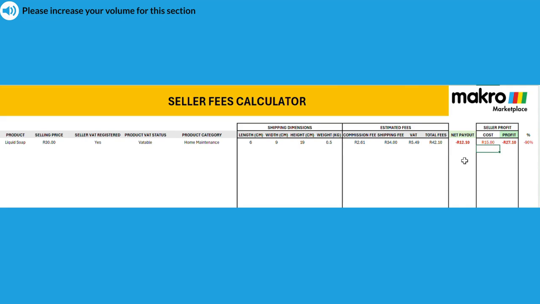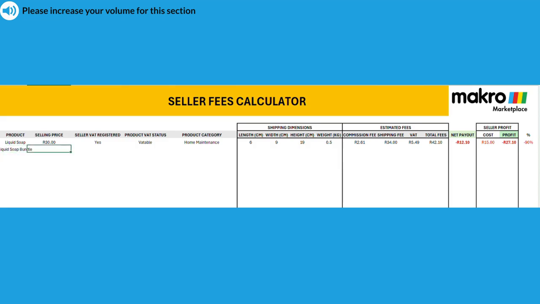This is obviously an example where you cannot continue to sell this liquid soap as is. You either need to consider not selling it, or, as I will show you now, look at bundling it into a pack of a quantity higher than one to make it make economical sense. So let's go through an example of how we can do this. We are going to sell the liquid soap, but this time as a bundle.